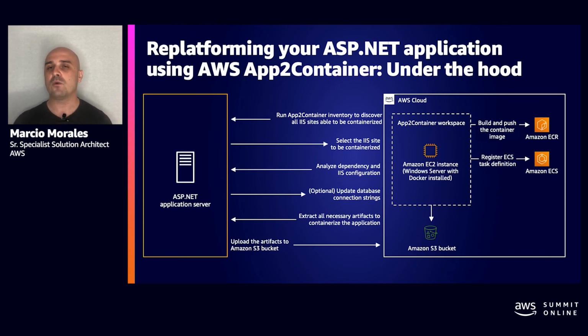But let's say you don't want to use ECS, you want to use EKS. So App2Container generates two manifests, the service and the deploy manifest, and a CloudFormation template to deploy an EKS cluster containing Windows workloads. And then you can test your app.